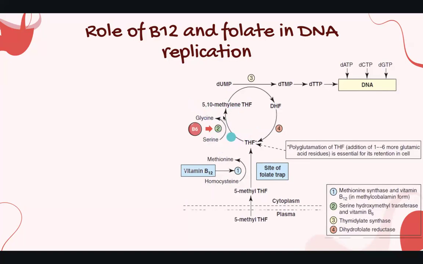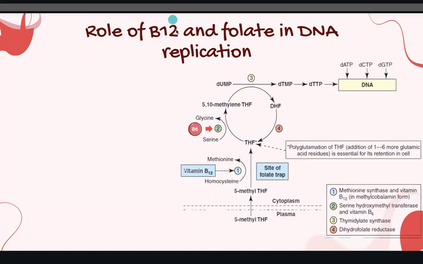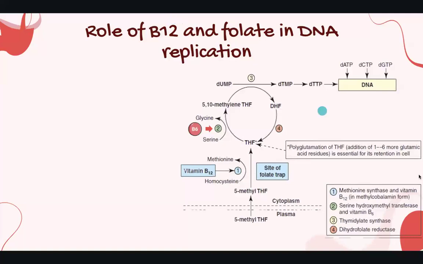Okay, the enzyme that does this process, converting tetrahydrofolate to 5,10-methylene tetrahydrofolate, is serine hydroxymethyltransferase. Serine hydroxymethyltransferase requires a cofactor. What is this cofactor? B6. What is the cofactor that is needed for the conversion of 5-methyl tetrahydrofolate to tetrahydrofolate? B12. All right, so is that clear? Okay, perfect.